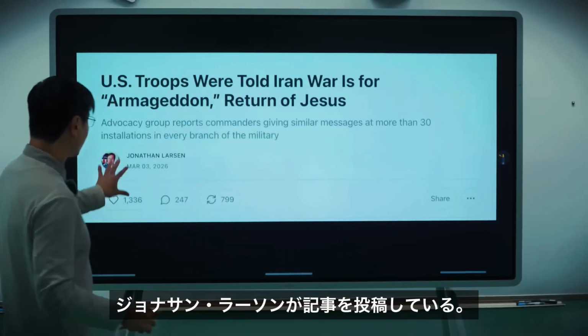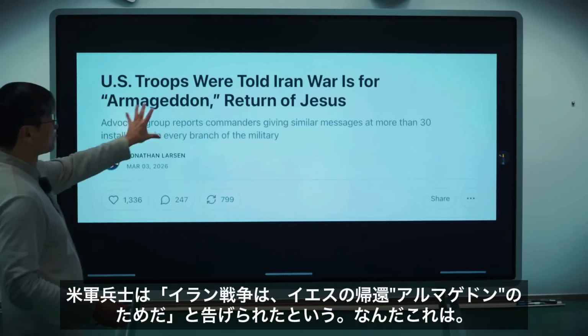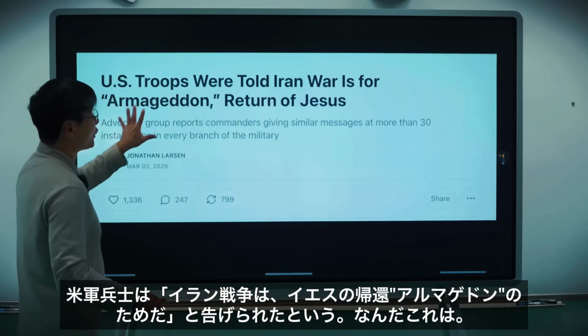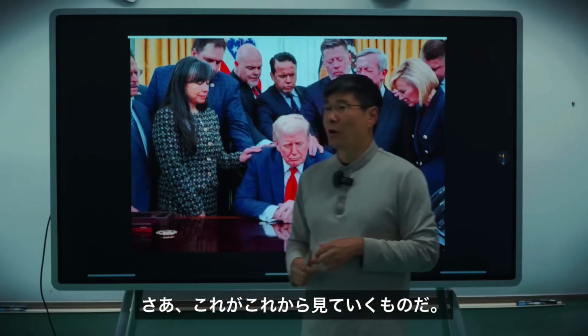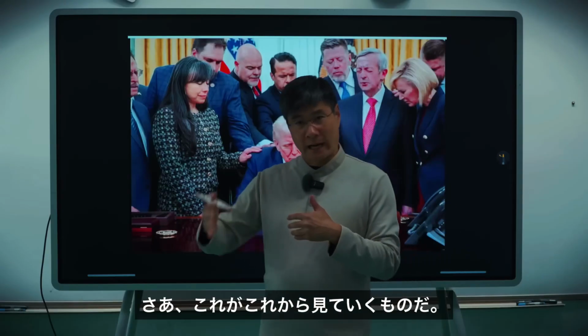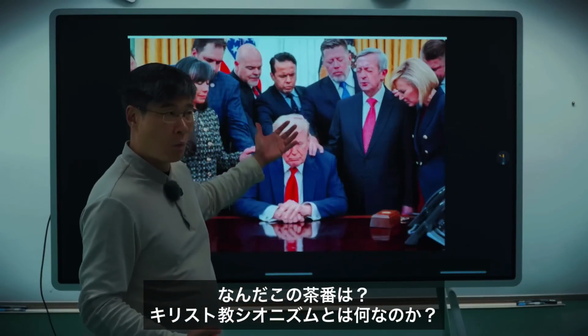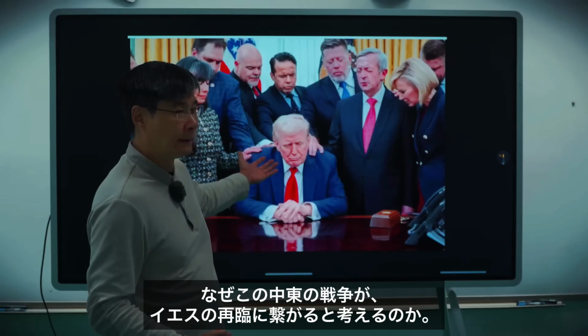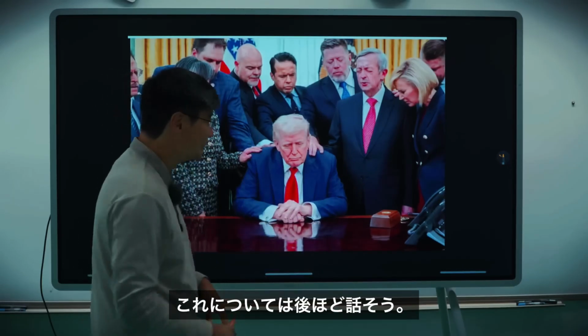This is Jonathan Larson, and he's writing this on Substack, okay? US troops were told Iran war is for Armageddon, the return of Jesus. What is this? All right, so this is something that we will look at as we go along. What is Christian Zionism? Why would they think that this war in the Middle East will cause the return of Jesus? Okay, we'll discuss this later on.